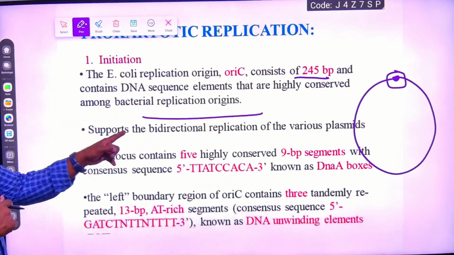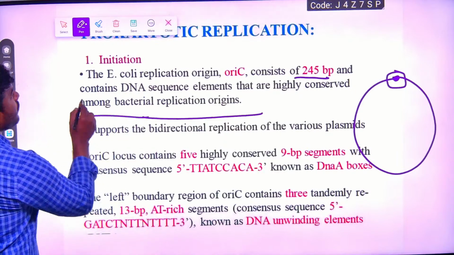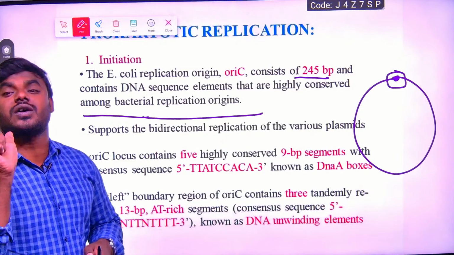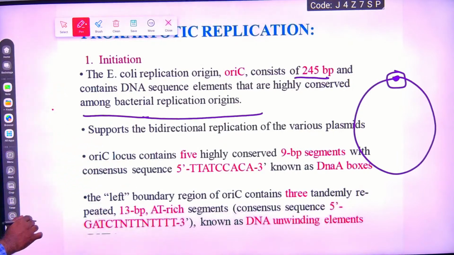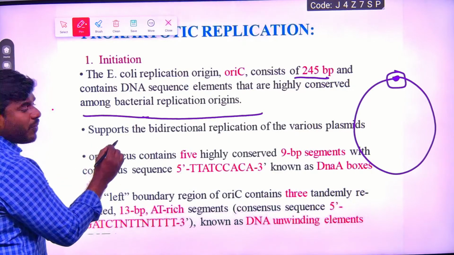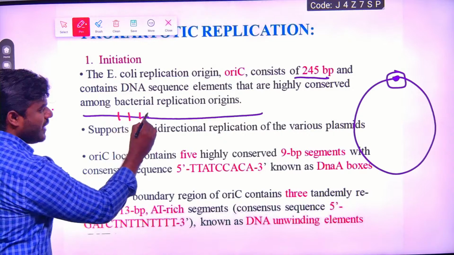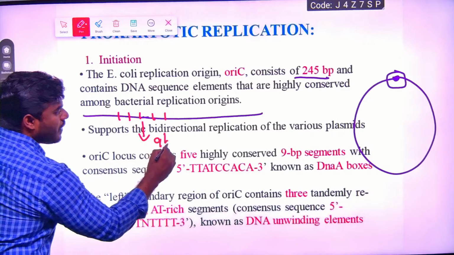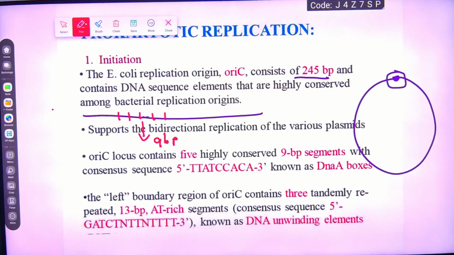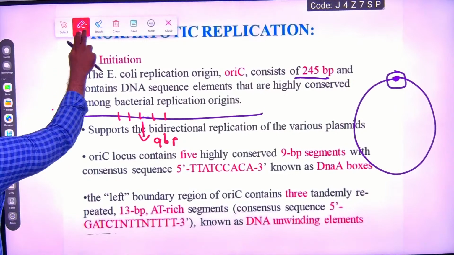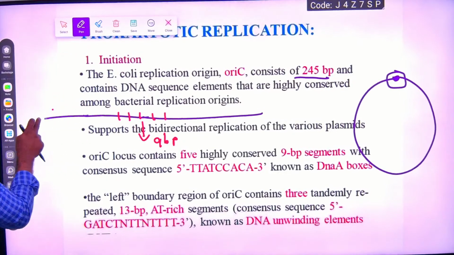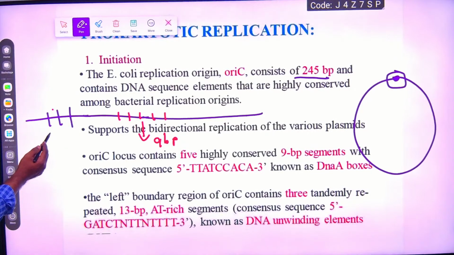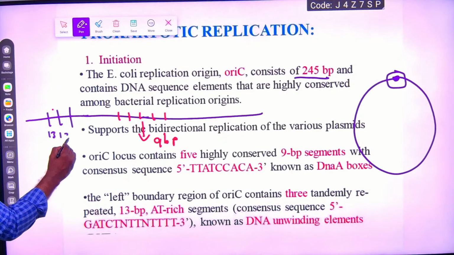Okay. This is how many base pairs? 245 base pairs. This particular oriC is arranged in the form of boxes. Okay. How many boxes are there? All of you understand. 5 boxes are there. 1, 2, 3, 4, 5 boxes are there. Each box is made up of 9 base pairs. You are getting my point? Apart from this, on the left hand side 3 more boxes are there. How many? 3. Each box is made up of 13 base pairs.